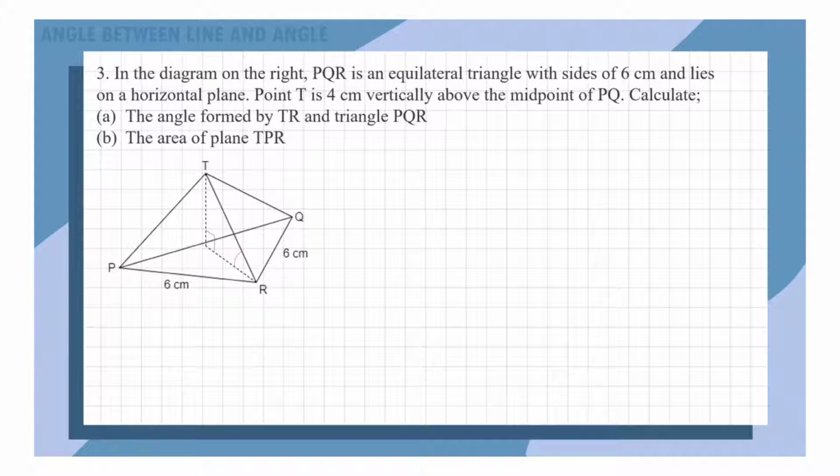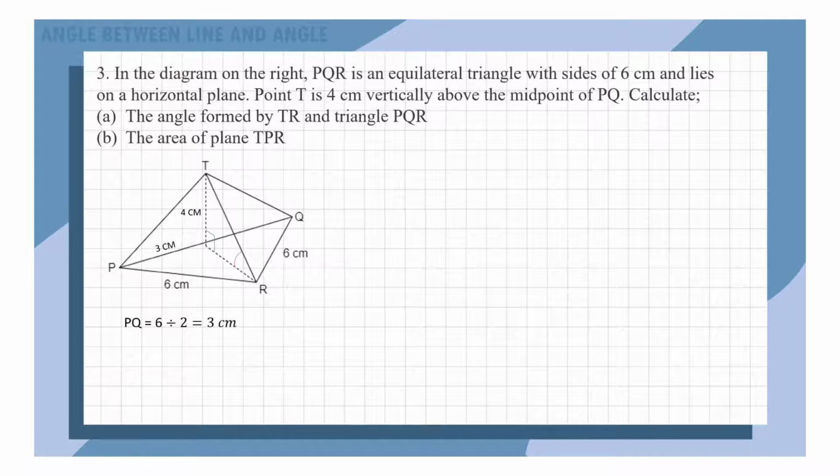3. In the diagram on the right, PQR is an equilateral triangle with sides of 6 cm and lies on a horizontal plane. Point T is 4 cm vertically above the midpoint of PQ. Calculate A, the angle formed by TR and triangle PQR. So it is already given that the height of T above PQ is 4 centimeters. Since T is vertically above the midpoint of PQ, it means the distance of the midpoint is half of 6 centimeters because all the sides are equal in length.